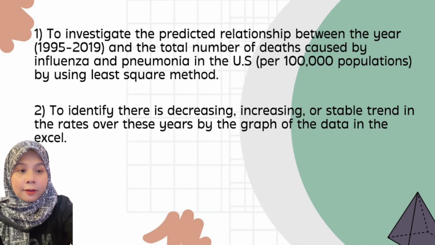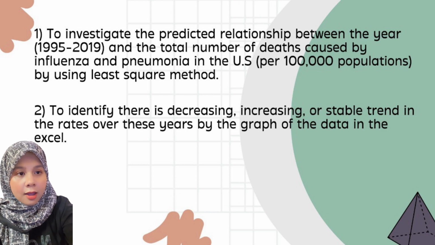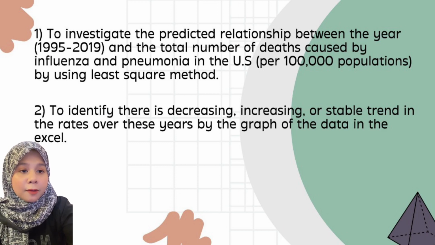Okay, for objective, the first one: we want to investigate the predicted relationship between the year 1995 to 2019 and the total number of deaths caused by influenza and pneumonia in the US per 100,000 population by using the least square method. The second one: to identify the risk of a decreasing, increasing or stable trend in the rates over these years by the graph of the data in Excel.